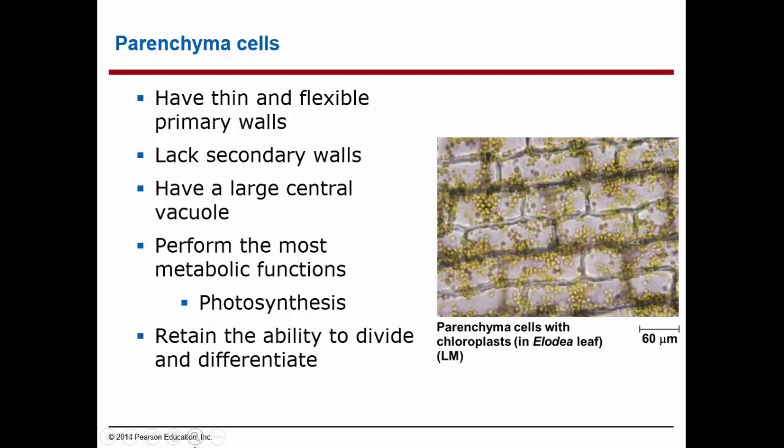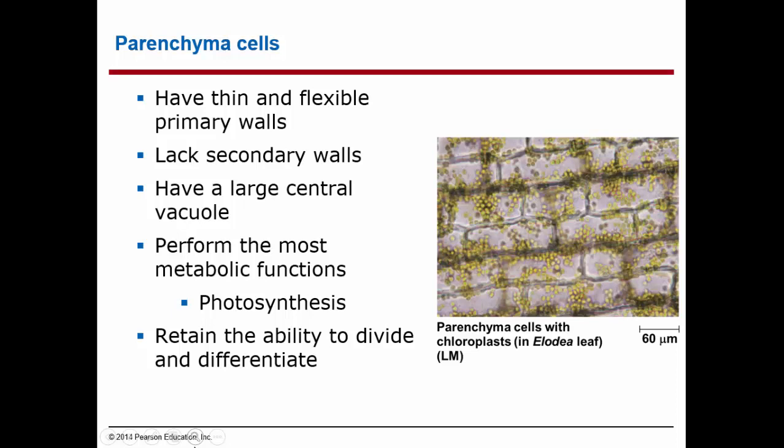Let's take a look at each of these within a little bit more detail. The first tissue type is called parenchyma cells. Relative to other tissue types, the cells in parenchyma have relatively thin and flexible cell walls.